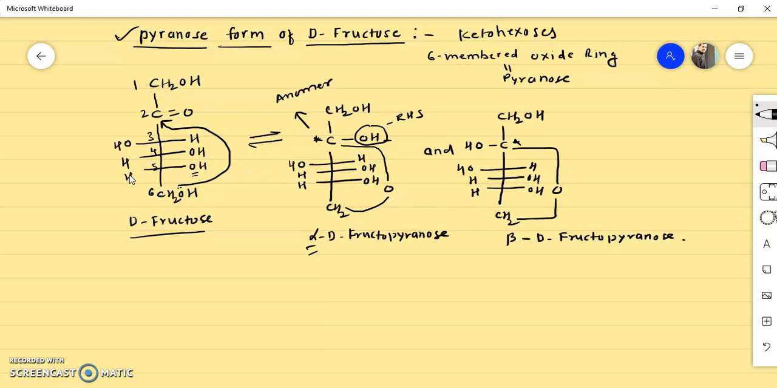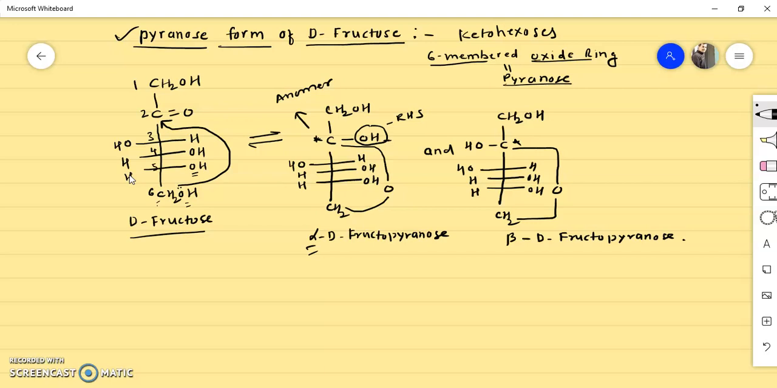So once again I will explain how we can obtain the oxide ring structure of this D-fructose. If we have to form a 6-membered oxide ring, that is the pyranose form, then the hydroxy group present on carbon number 6 has to attack the free carbonyl group of carbon number 2. In this way, two anomers are formed.